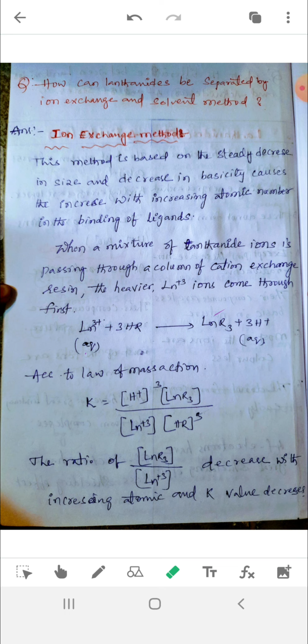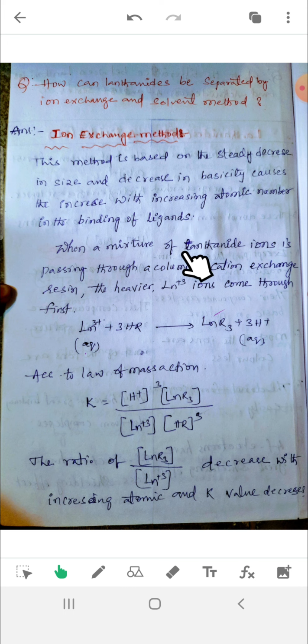How can lanthanides be separated? Ion exchange and solvent methods. Ion exchange method. This method is based on the steady decrease in size and decrease in basicity, which causes the binding of ligands to increase with increasing atomic number.